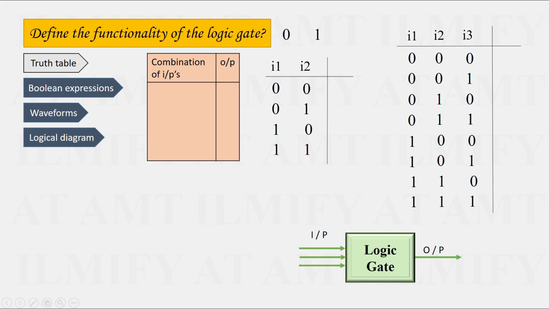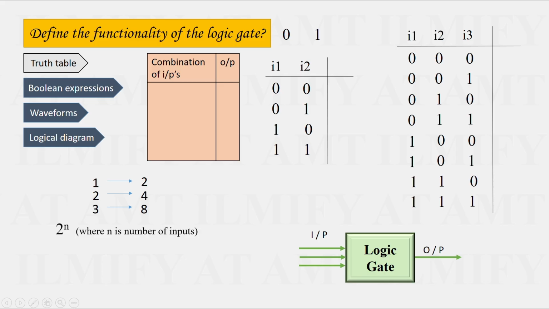Did you see that when we had 1 input, we got 2 combinations? For 2 inputs we got 4 combinations. For 3 inputs, we got 8 combinations. We can make a formula to find the number of combinations out of this logic. That is 2 to the power of n, where n is number of inputs.